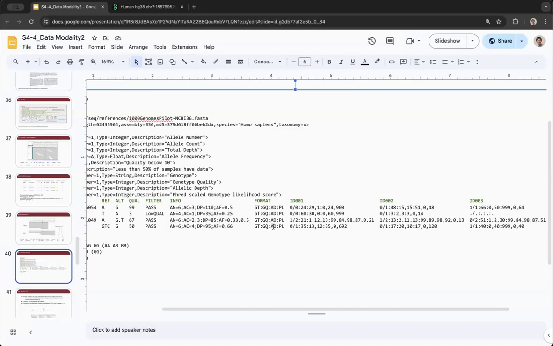Okay, so if you look here, it's 0, 1, 0, 1, 1, 1. So AC is going to be 4, right? What about the DP? DP is the depth, the total depth. What that means: if you see here, you have an AD, which is the allelic depth. Looking at this genotype, you can see how many alleles you can expect. So this is an AD, separated by colon, 29,1, which means that the number of sequenced alleles for A here is 29, right?